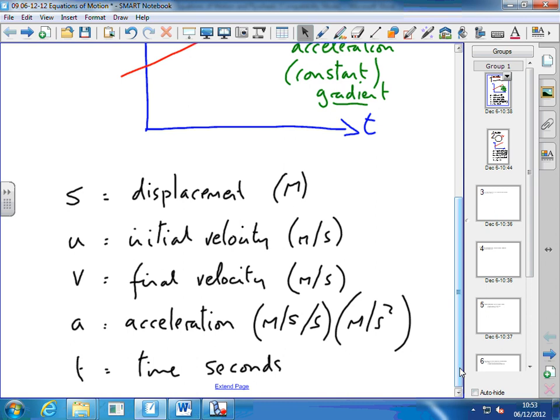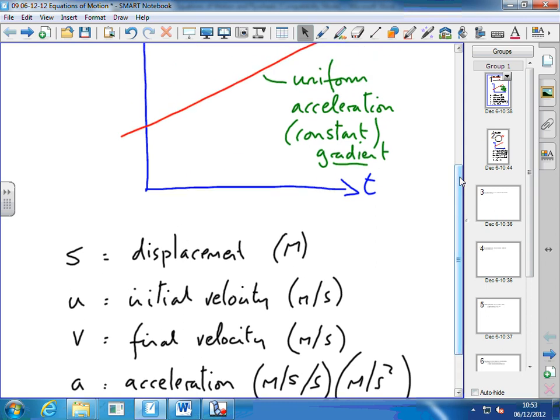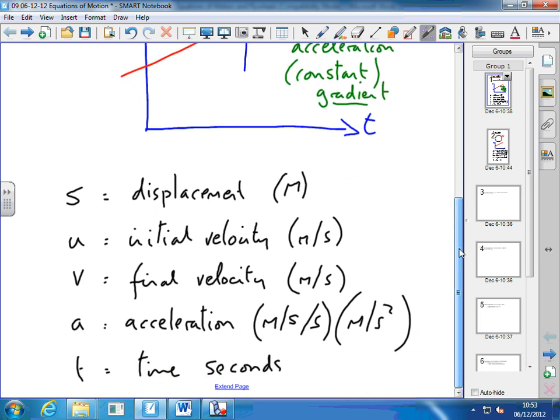So u represents the initial velocity. So we might say that this thing is starting off with an initial velocity here of u, and then it's increasing its speed. So we might be interested in what is its speed at that time. So v would represent the final velocity after a certain amount of time. a would be the acceleration that we could calculate, and t is the time.